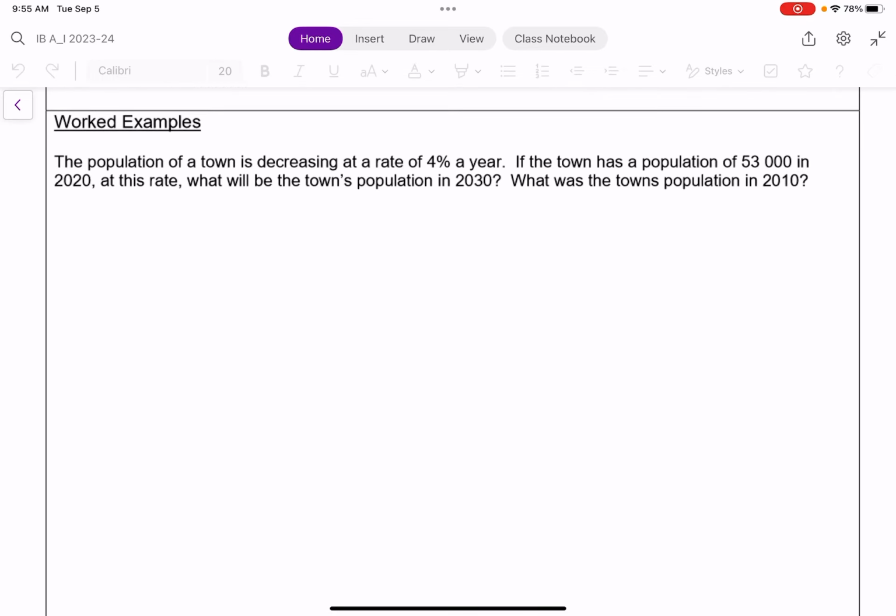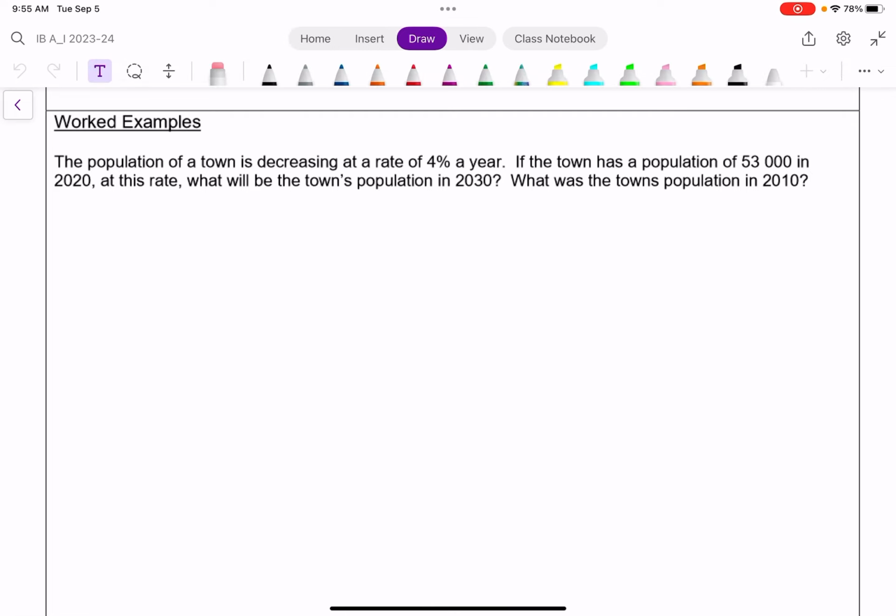All right, so the population of a town is decreasing at a rate of 4% a year. If the town has a population of 53,000 in 2020, at this rate, what will be the town's population in 2030? And what was the town's population in 2010? So first, the key thing here is that the town is decreasing at a rate of 4% a year.